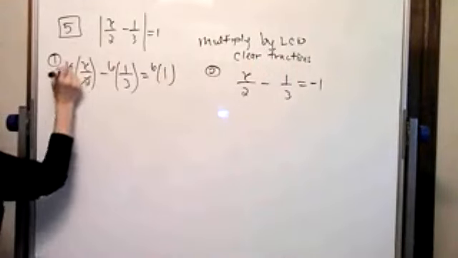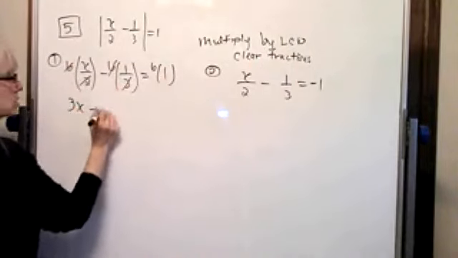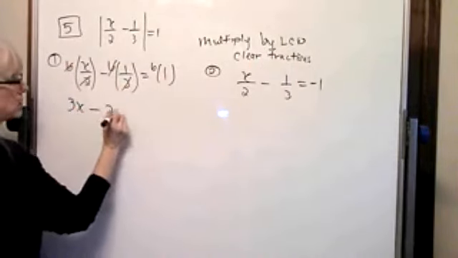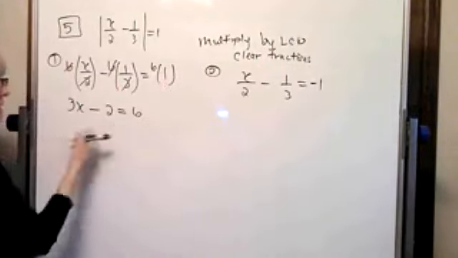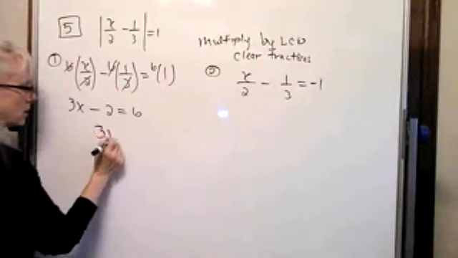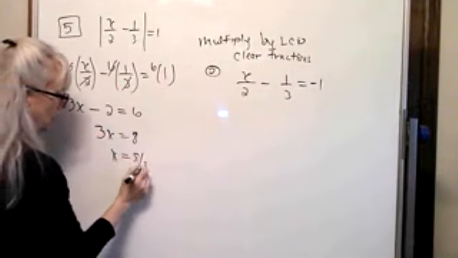So 2 goes into 6 3 times. That's going to give me 3x. 3 goes into 6 twice. 2 times the 1 is going to give me a 2. Now on the other side, the 6 won't cancel, so we just end up with 6. Now we have a nice linear equation to solve. So 3x is equal to 8, and x is equal to 8/3.